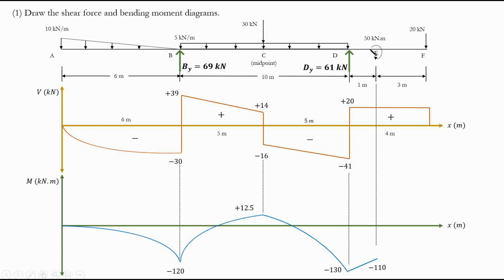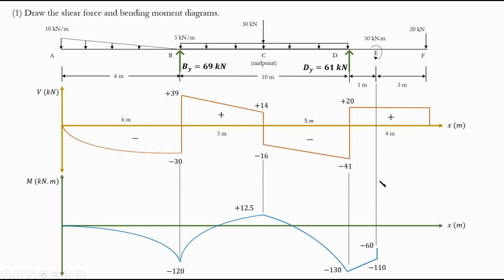But then you have a concentrated moment here. A point that you should remember to draw your moment diagram: a clockwise concentrated moment means a jump, going up in your moment diagram. A counterclockwise concentrated moment means a drop, going down in your moment diagram, right? So here we have a clockwise moment, meaning negative 110 plus 50. So we'll go up by 50, and we'll end up with negative 60.